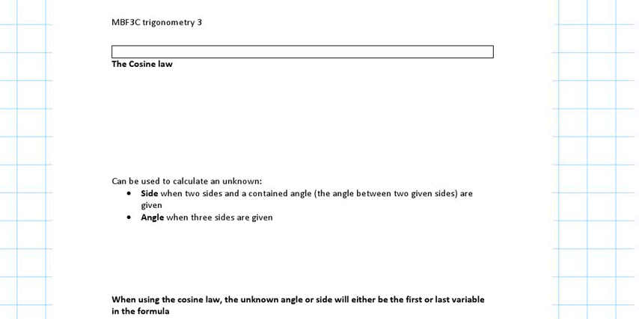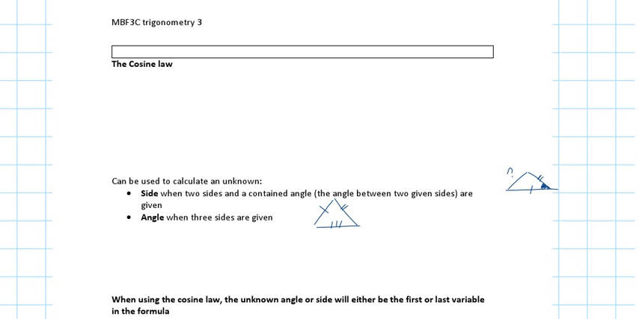Now, with cosine law, it's a little bit different. For the cosine law, I need either two sides and the angle between them, or I need the three sides to solve for the angle. So the two options that I have here: it must be two sides and the contained angle, so that's the angle between them, and in this case I look for the third side, or I have to have the three sides, and this way I can solve any of the angles.